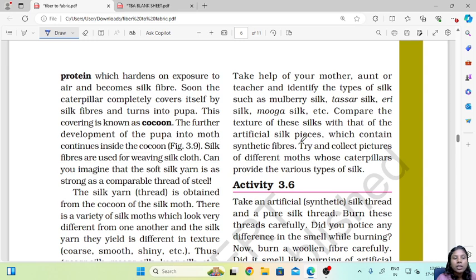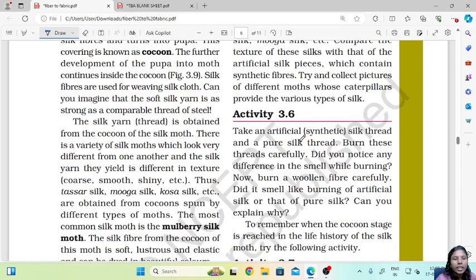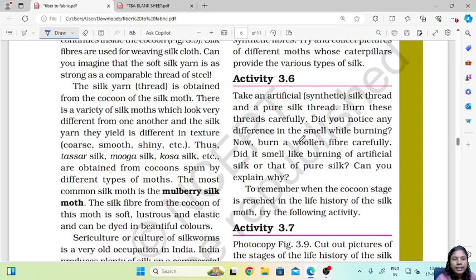The silk fibers are used for weaving silk cloth. Can you imagine that the soft silk yarn is as strong as comparable thread of steel? So the soft silk yarn which is obtained is very strong and it is as strong as a steel thread. Now the silk yarn, that is the thread, is obtained from the cocoon of the silk moth. That is, when it moves to form the figure 8, the silk fiber that it covers itself in is itself the silk yarn.